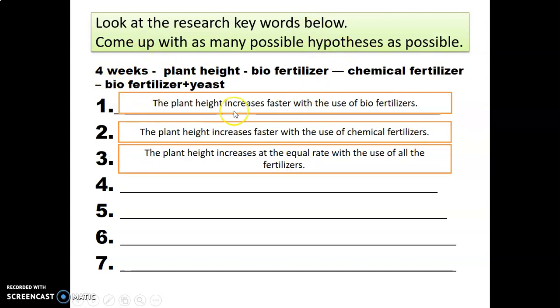Again, a hypothesis is a statement that needs to be proven. You need to say yes or no at the end of the experiment, right? So, like these hypotheses, we don't know if they're true or not, but we want to find out, right?